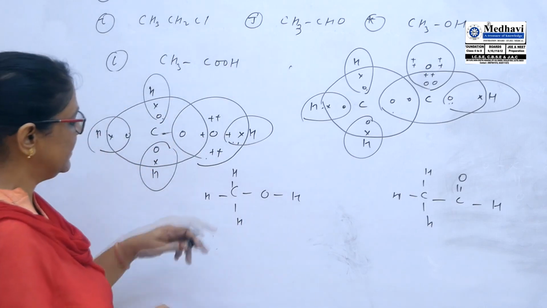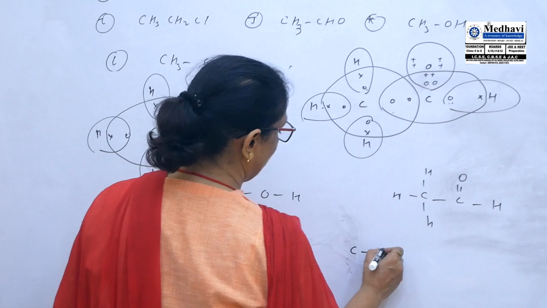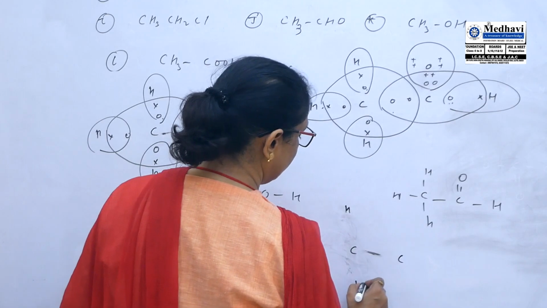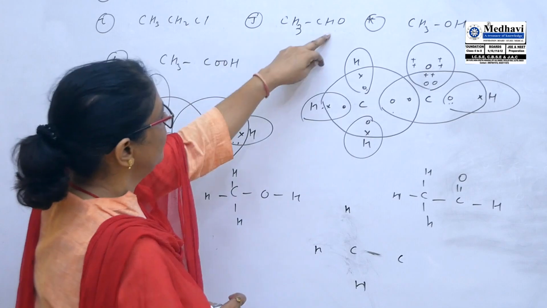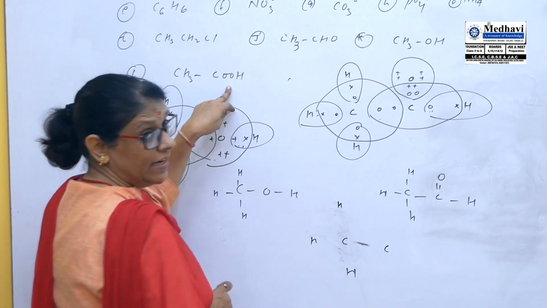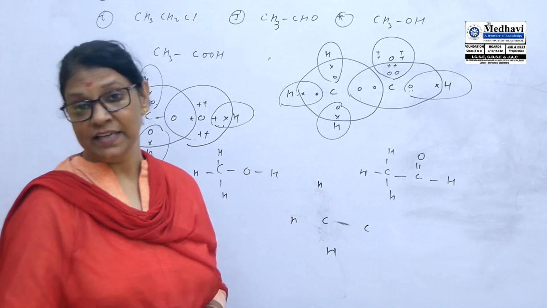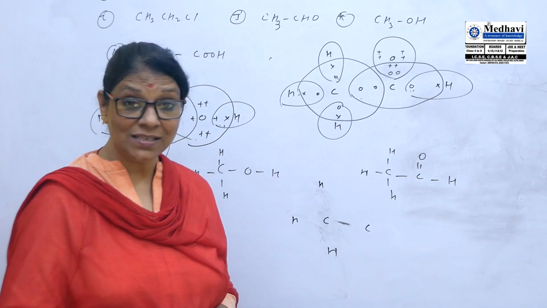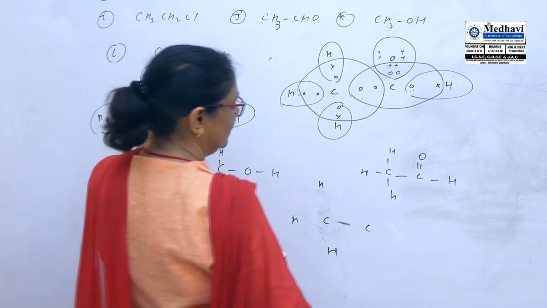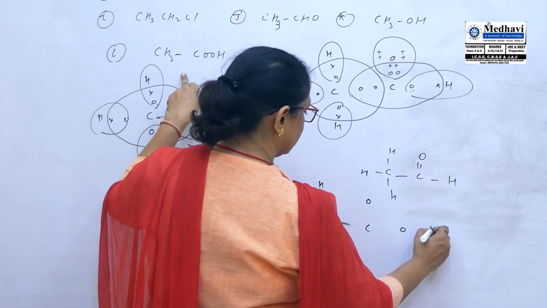I have already explained this ethyl group. So same ethanoic acid, 3 hydrogen. If you compare this and this, then you find that it has only 1 oxygen, it has 2 oxygen. How will we distinguish aldehyde from carboxylic acid? Carboxylic acid has 2 oxygen, whereas aldehyde has only 1 oxygen. So here 2 oxygens are there. So 1 oxygen will be here, 1 oxygen will be here.